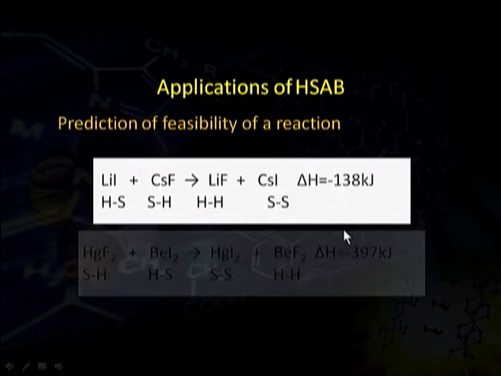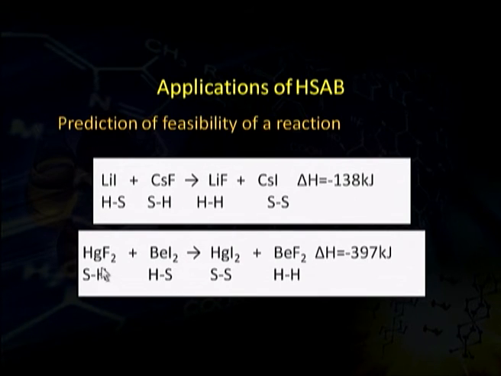which is negative. Here we have another example in which we have mercury fluoride, again a combination of soft acid and a hard base, and BeI2, which is a combination of hard acid and soft base. So, since we again have a combination of hard-soft and soft-hard, the species being unstable, they will break down to form a combination of soft-soft and hard-hard. So, we have HgI2, a combination of soft acid and soft base, and beryllium fluoride, in which beryllium is a hard acid and fluoride is a hard base.